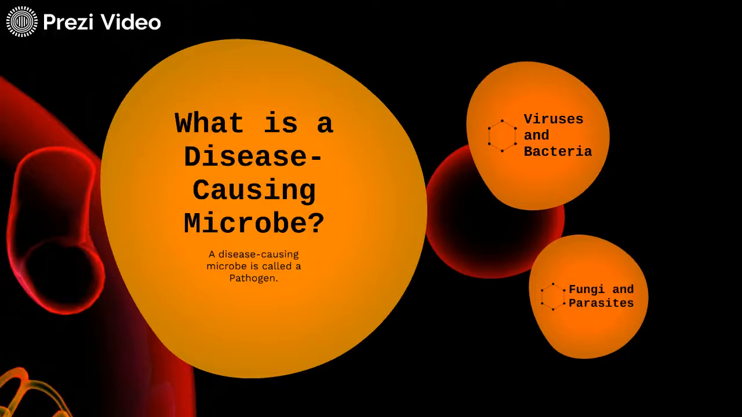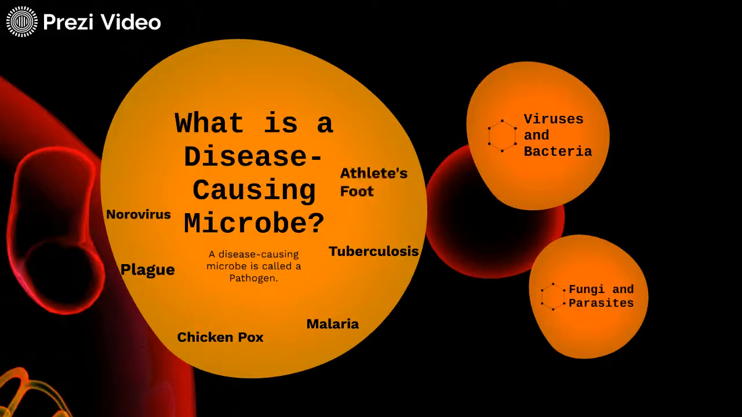A disease-causing microbe is called a pathogen. Some examples of diseases due to pathogens include norovirus, the plague, chickenpox, malaria, tuberculosis, and athlete's foot. During this presentation, we will look at different examples of diseases, the biology behind them, and ways to keep yourself protected. There are 4 different types of pathogens, including viruses, bacteria, fungi, and parasites.